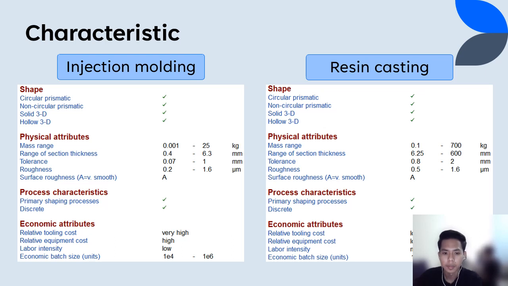Next, for the process characteristic, resin casting can also be shaped as a primary shaping process and discrete. And the last one is economic attributes. The relative tooling cost is low, relative equipment cost is low, labor intensity is medium, and the economic batch size is 1 until 500 only. That's all for me.